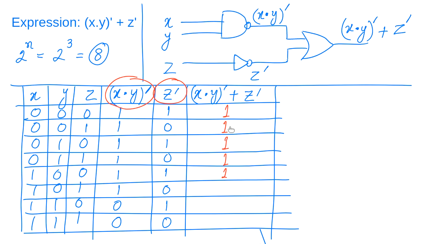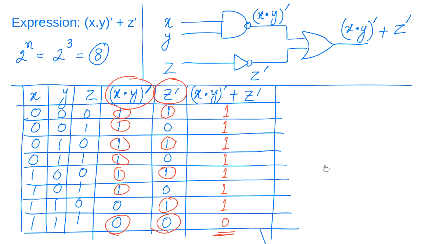So this is all 1s, except the last row, which is 0 plus 0. So here it will be 0. For all other cases, there is at least one 1 present all the time. So that's why your output will always be 1, except the last case, which is here. So that's how you make a truth table. Okay, so I hope it is easy. So you can break down the truth table.